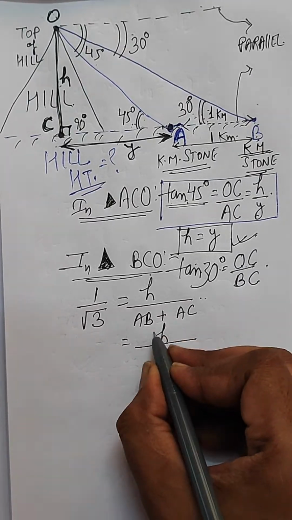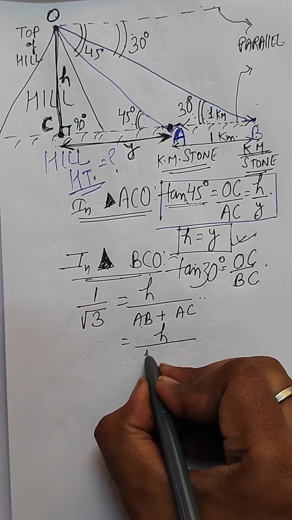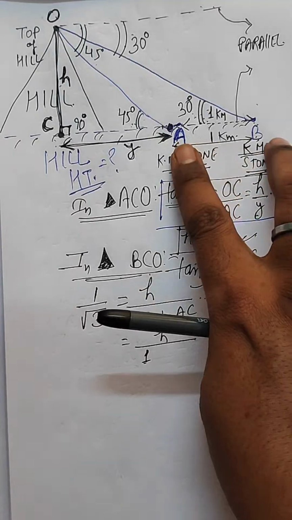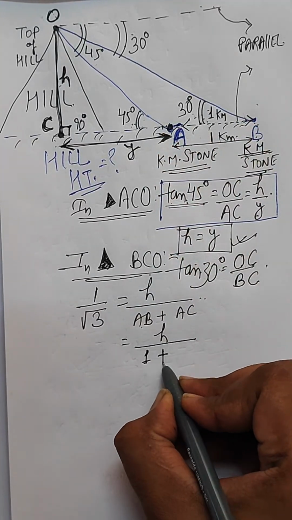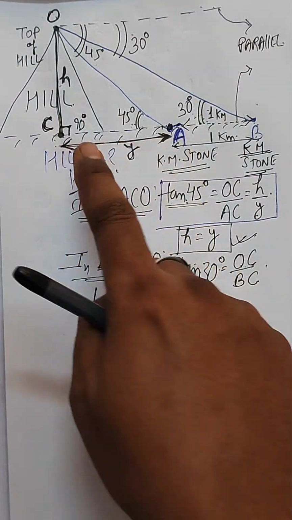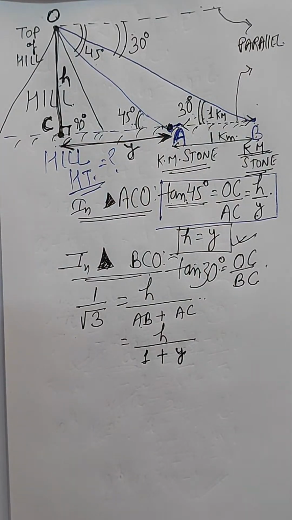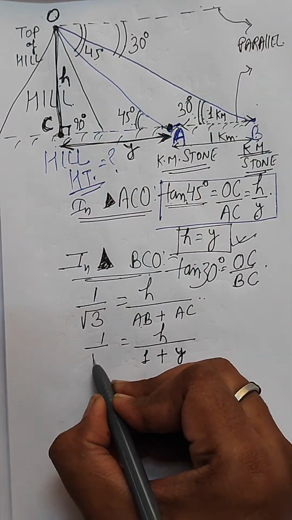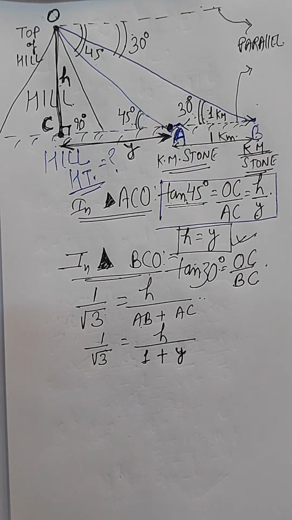And basically, H by AB plus AC is equal to, AB is what? 1 kilometer, because that is the distance between the 2 kilometer stones, right? 1 plus AC. What is the value of AC? Sorry, AC is Y here. So add it into the denominator. So this will be equal to 1 by root 3, as it is already there in the LHS, right?